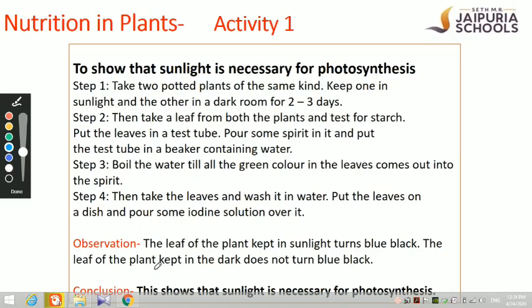But the leaf of the plant kept in the dark does not turn blue-black. That means the plant that was kept in the dark could not perform photosynthesis, and hence could not produce carbohydrate. And so it had no starch in it. So this activity proves that sunlight is necessary for photosynthesis.